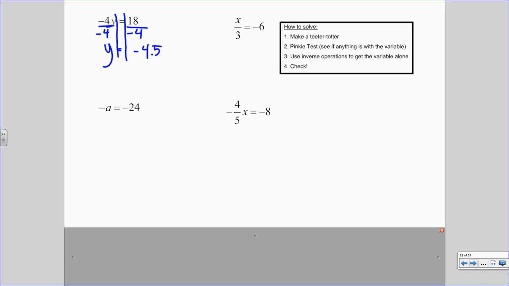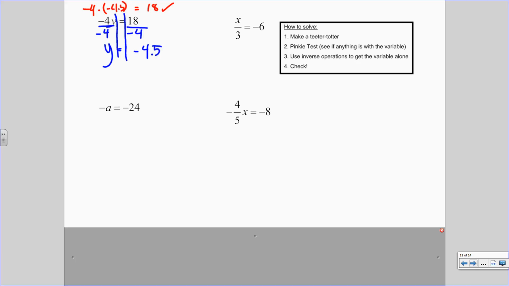And then we could check it. To check it, you would want to just see if negative 4 times a negative 4.5 would equal 18. You know that two negatives make a positive, and it does work out to be 18, so that is correct. Okay, the next one.